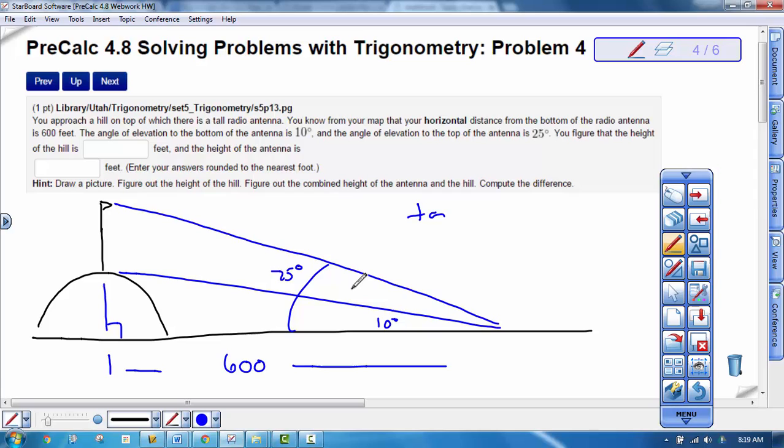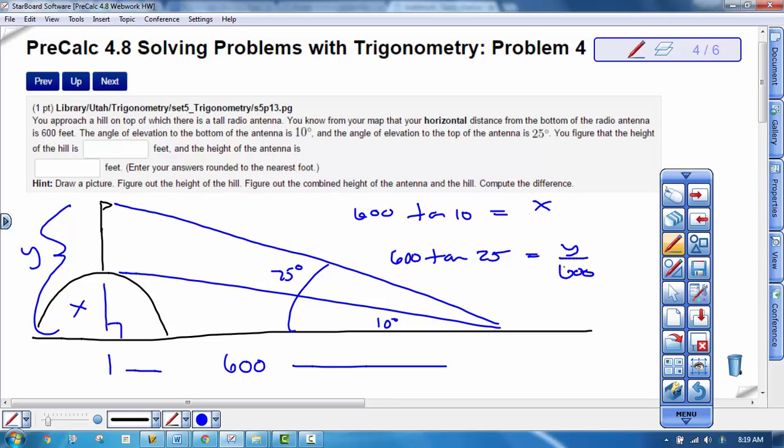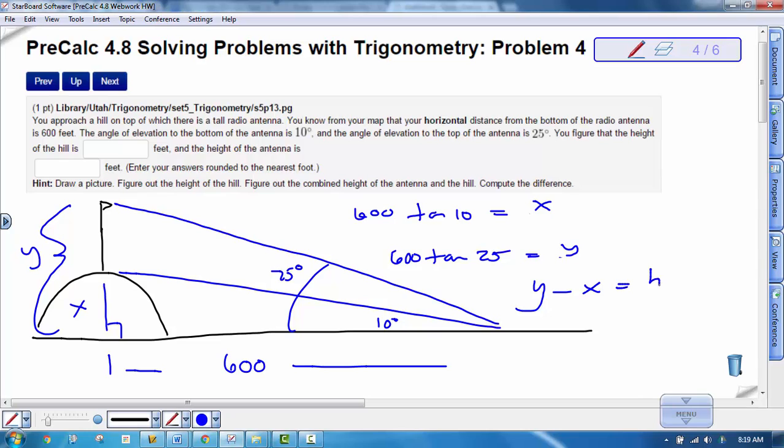So to find the height to the bottom, that's tangent of 10 degrees equals opposite, I'll call that X, over adjacent, 600. Multiply both sides by 600. That allows you to find the bottom of the antenna. And then to find this distance, we'll call that Y, you're going to do tangent of 25 equals opposite Y over 600. Multiply both sides by 600. That gives you Y. Don't forget, when you find Y, subtract X to find the height of the antenna. That's the actual height of the antenna.